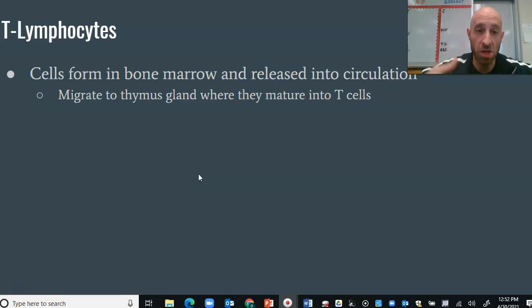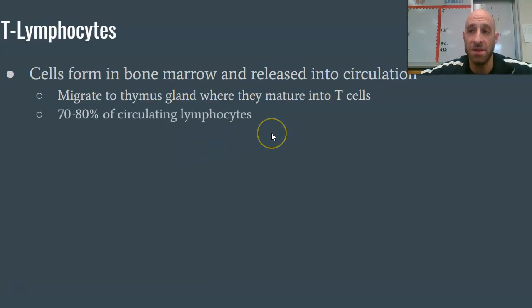They enter the circulation, they head to the thymus gland where they stay for a good amount of time, and there's a process that is undergone in the thymus gland that matures them into essentially their adult form. And once their adult form is established, or once they become mature, at that point they're going to go back into the blood supply, and they make up almost all of the lymphocytes in your blood.